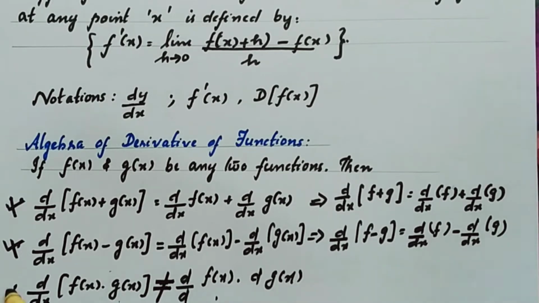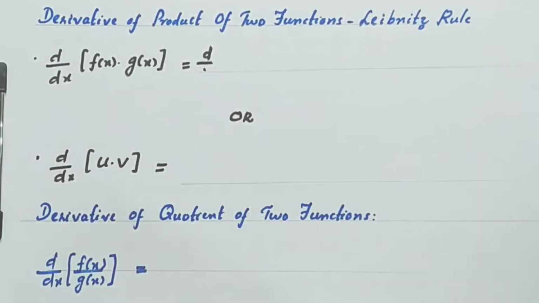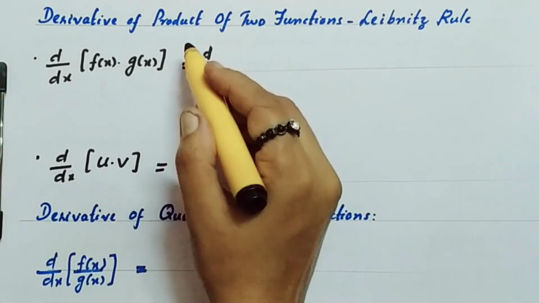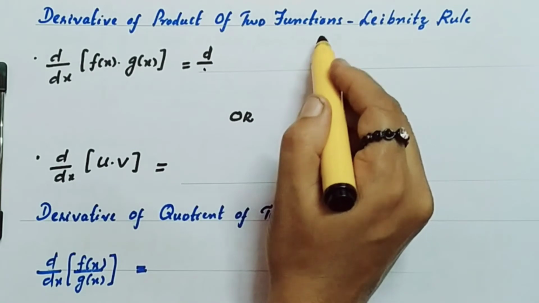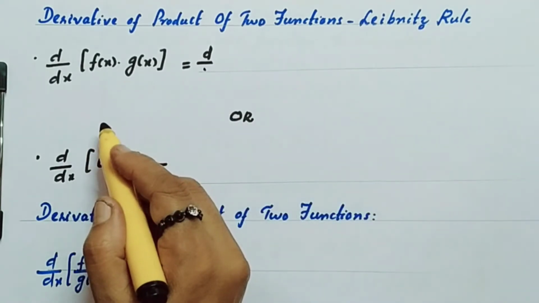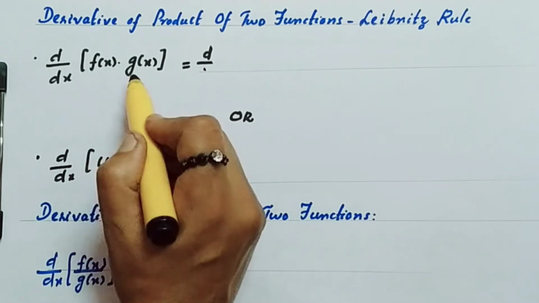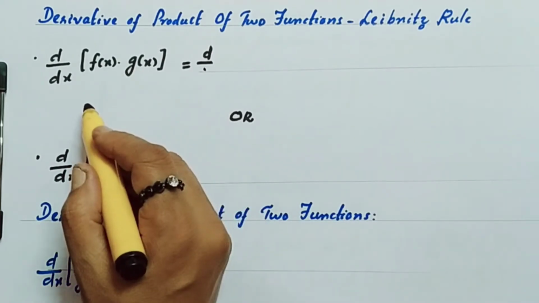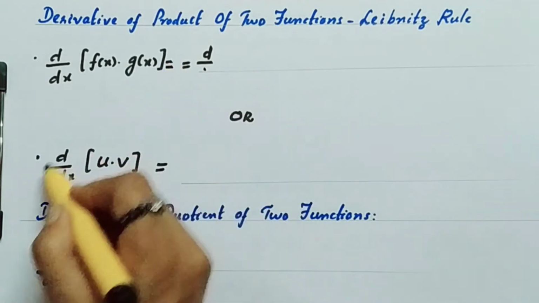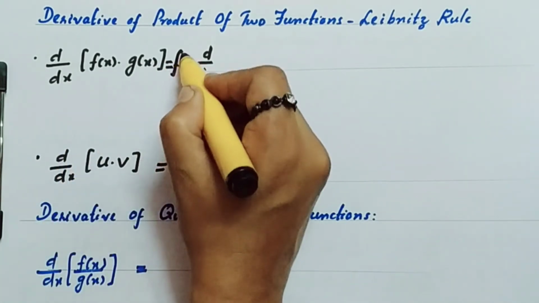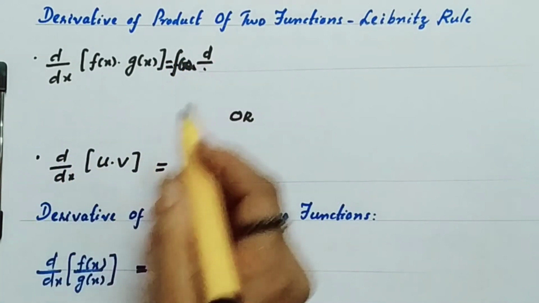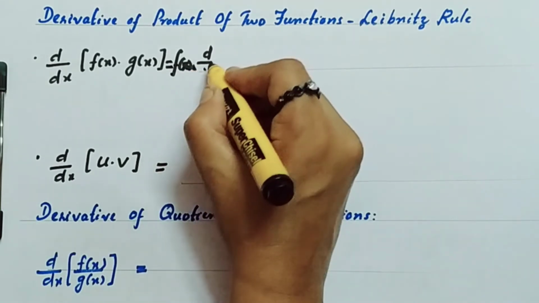Now we think how we can find the derivative of product of two functions. We need to use another rule that we call as the Leibniz rule. Now we can study the derivative of product of two functions. That is what we call as the Leibniz rule. Derivative of product of two functions f(x) into g(x) can be found out as equal to the first function f(x) into derivative of the second function g(x).